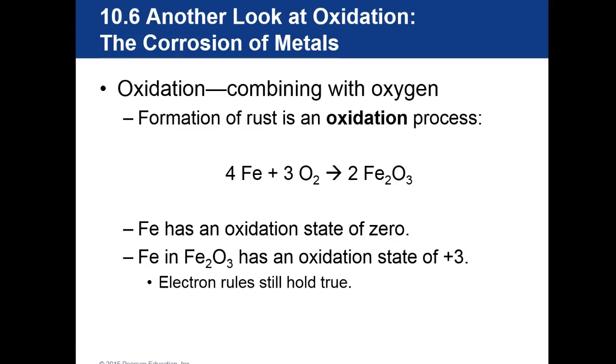Oxidation is the combining with oxygen, or the formation of rust in an oxidation process. Here we've got 4 Fe plus 3 O2, giving us 2 Fe2O3, iron oxide. Fe has an oxidation state of 0. The Fe in Fe2O3 has an oxidation state of +3. Electron rules still hold true here.